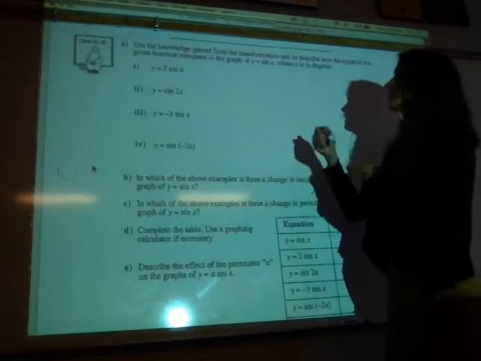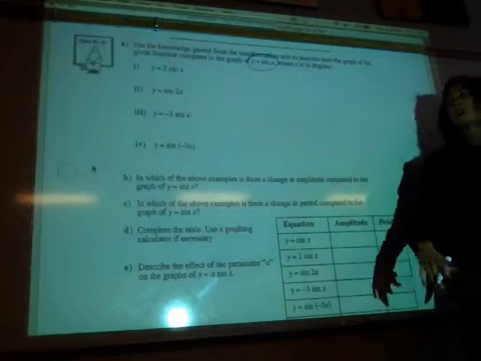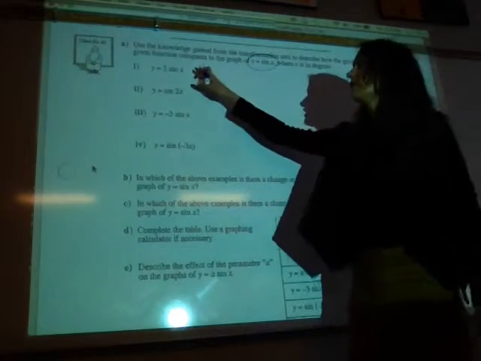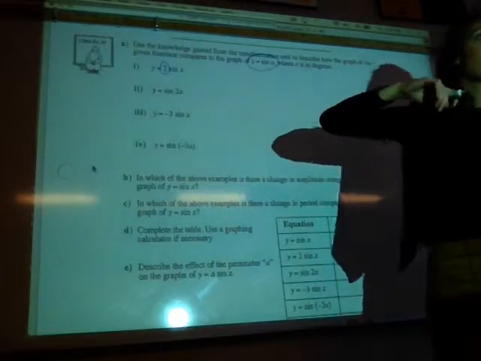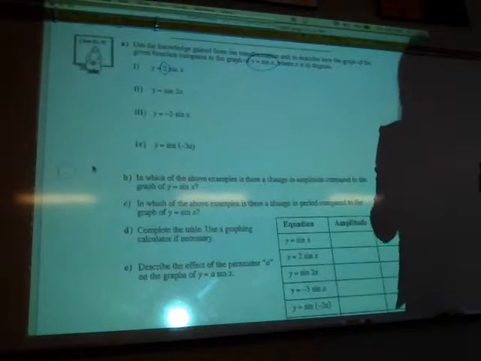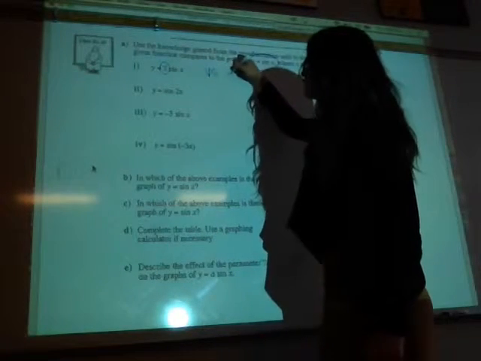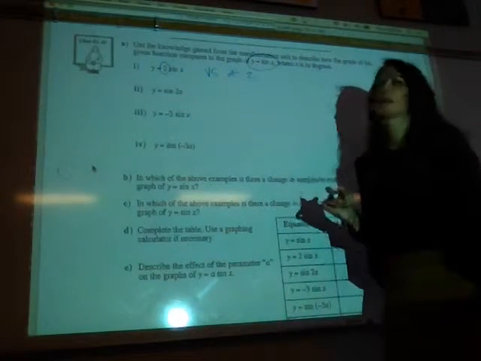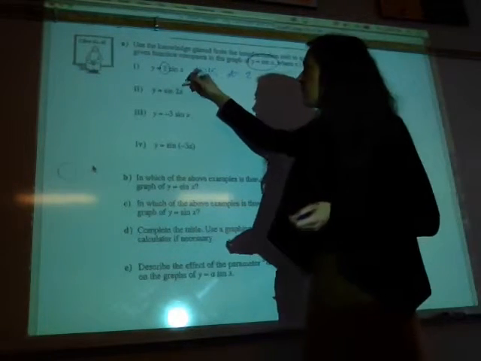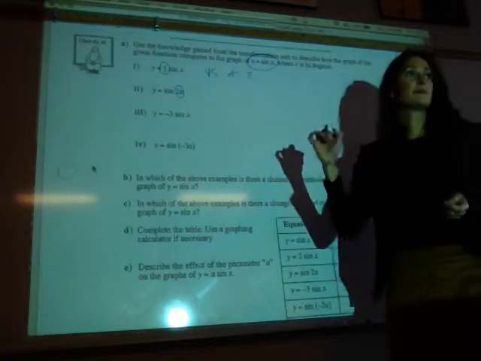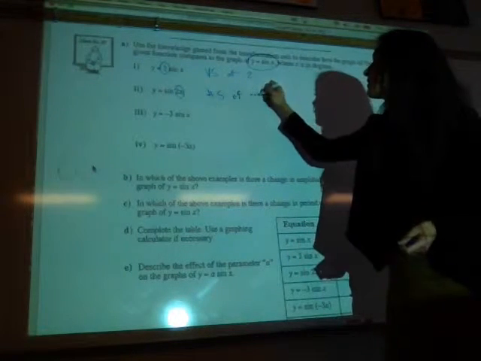So in comparison to the graph of y equals sine x, which is over here for us, based on the equation alone, what does the 2 tell us? Stan? Yeah. Stretch. By how much? 2. Good, we have a vertical stretch of 2. Okay, Chris, what's happening here? X is replaced with 2x. The horizontal stretch of 1/2. Good, we have to remember to take the reciprocal.